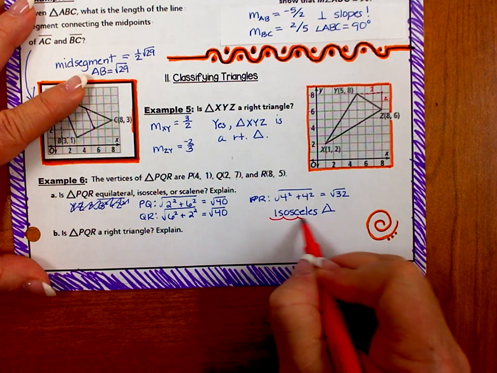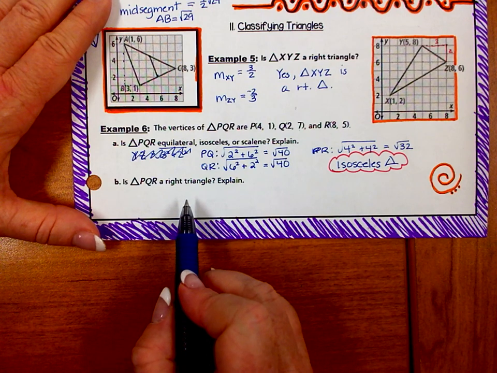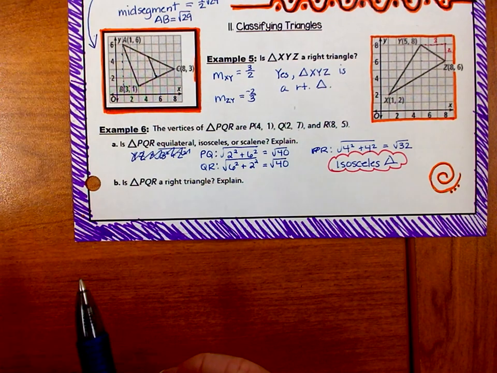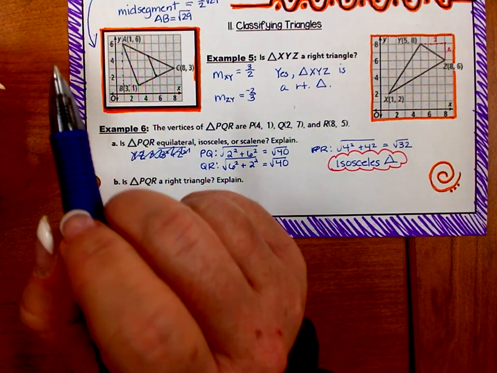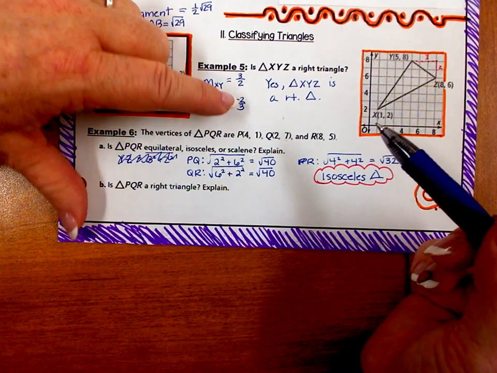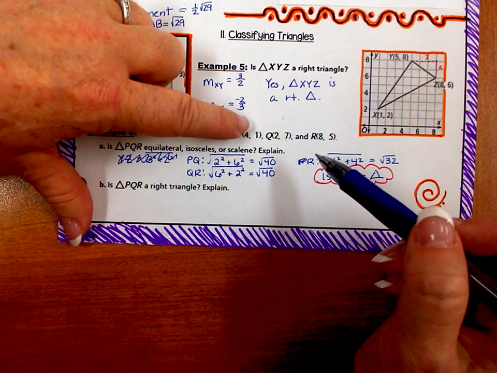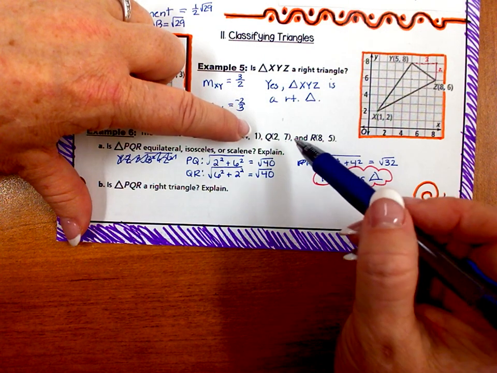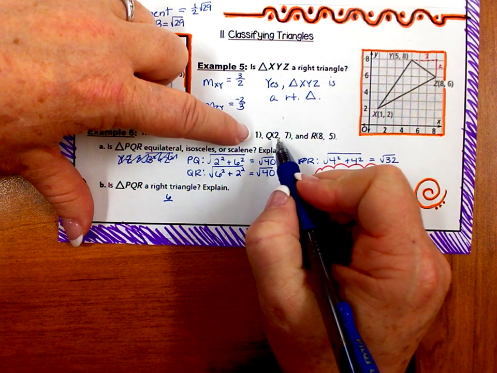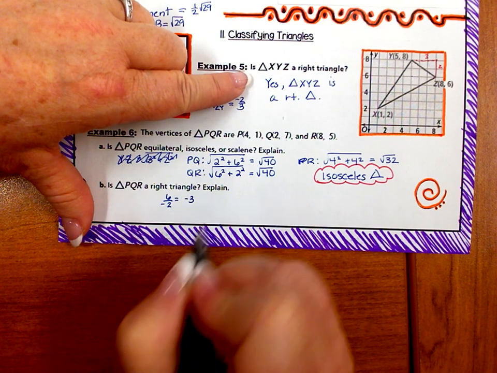All right then. Last one on this side of the page. Is PQR a right triangle? In order to figure that out, we need to know what the slope is. So we're going to take the y's first. 7 minus 1 is going to be 6, and 2 minus 4 is going to be negative 2, which equals negative 3.